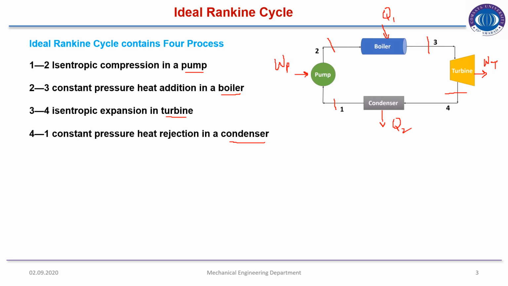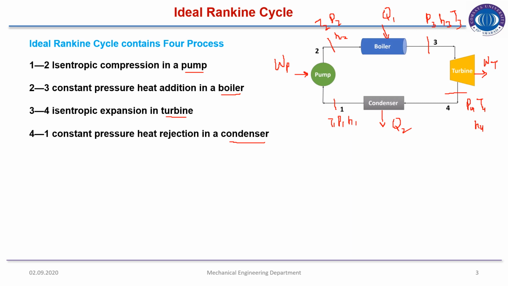So here we talk about temperature and pressure. T1, P1, H1 are the temperature, pressure and enthalpy values at state 1, and at state 2 the temperature value is T2, pressure is P2 and enthalpy is H2. State 3 is P3, H3 and T3, and state 4 is P4, T4 and H4.